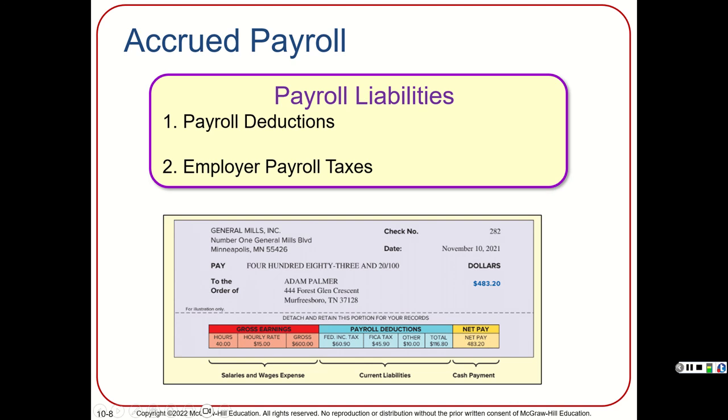So it would look something like this. You have your gross earnings, then you have your payroll deductions. So you have your taxes. This is your federal tax, your FICA tax, which is your Social Security and Medicare. And then there's other deductions. Perhaps this might be the deduction for health insurance. So you have a total payroll deduction of $116.80. Then the net pay is $483.20.